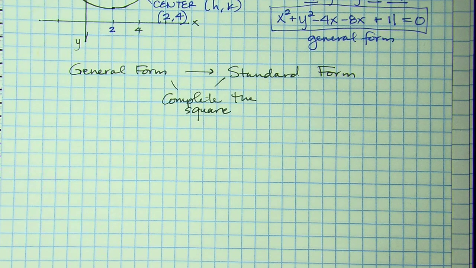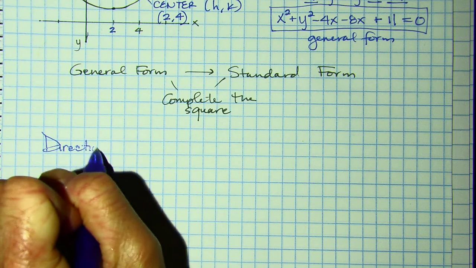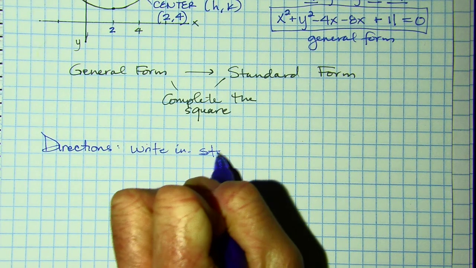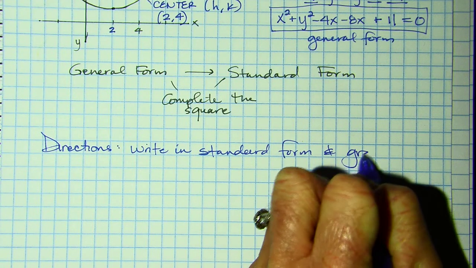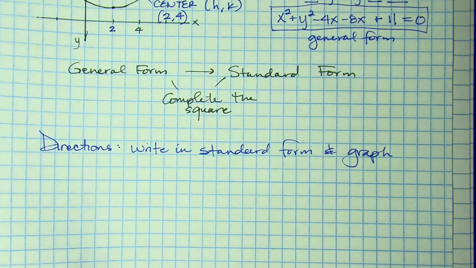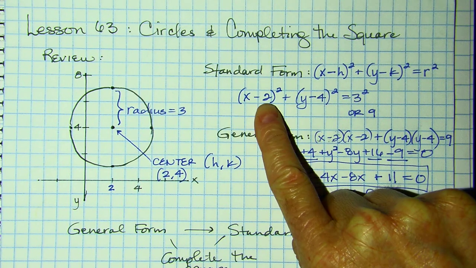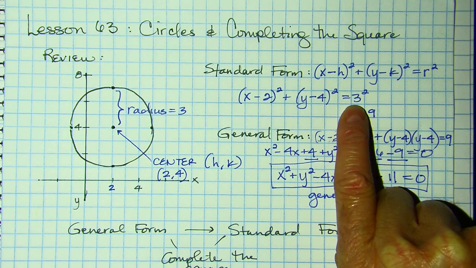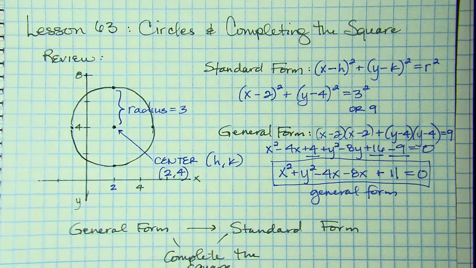So the directions for all of these are to write in standard form and graph. Now, why do we want to even write it in standard form? Because in general form, looking at it, I have no idea where my center and my radius are. But when it's written in standard form, I know that my radius is the last number, r, and my center is formed by h and k. So that's why we're putting it into standard form.